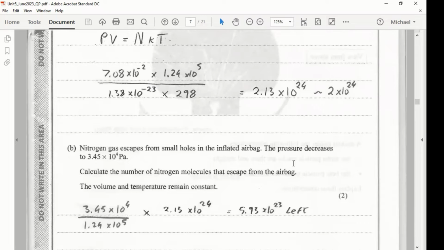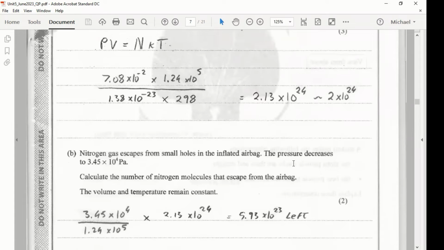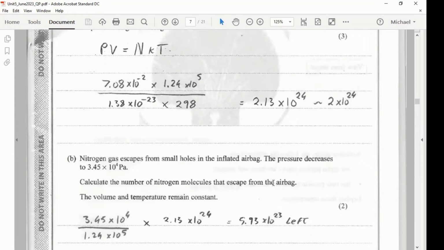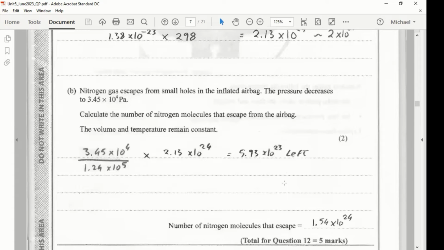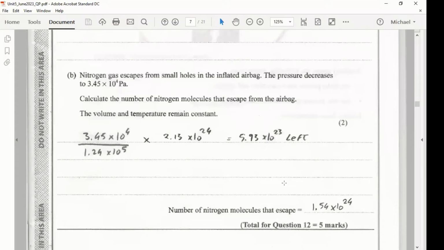number of particles. So the pressure before, we are told, was 1.24 times 10 to the 5, and the pressure now is 345 times 10 to the 4. So if we put one number over the other as a factor and multiply by the number of particles we had before, you can use your number, 2.13 times 10 to the 24, or you can use their number of 2 times 10 to the 24, it doesn't matter. That'll tell you that there's 5.93 times 10 to the 23 left. Now that's what is left, and you want the number that escaped, so the number escaped is 1.54 times 10 to the 24. I hope that's pretty straightforward.